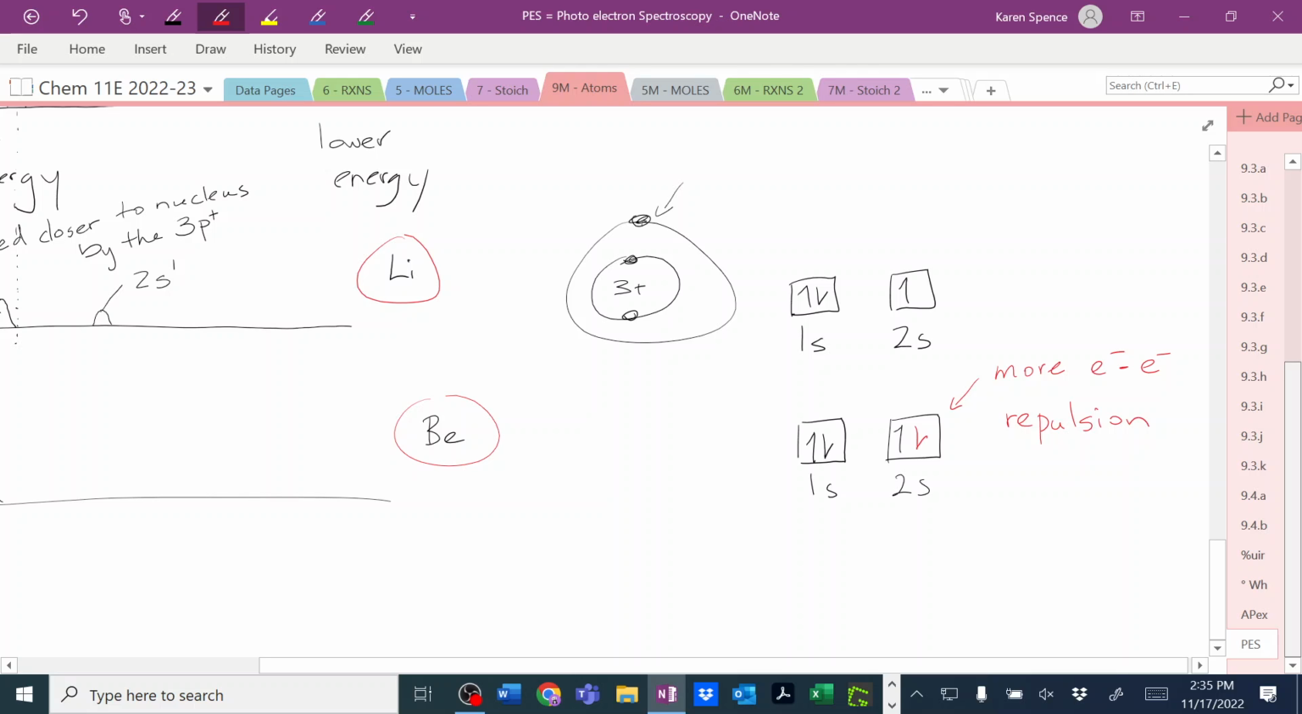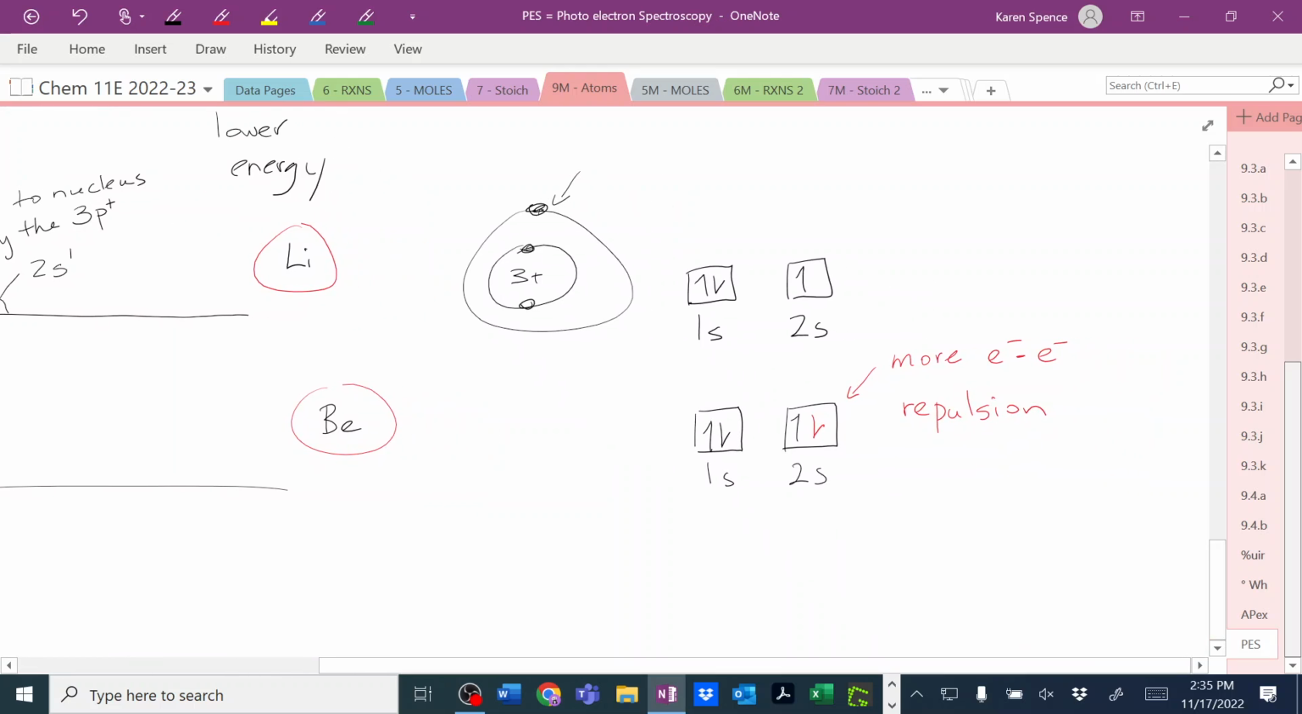And if there's more electron-electron repulsion, can you hold your question for a minute? If there's more electron-electron repulsion, what's that going to do to the ionization energy? It's going to lower it. But this is why it makes me unhappy, because I also have more protons. So I'm like, are the protons more important, or is the electron-electron repulsion more important?